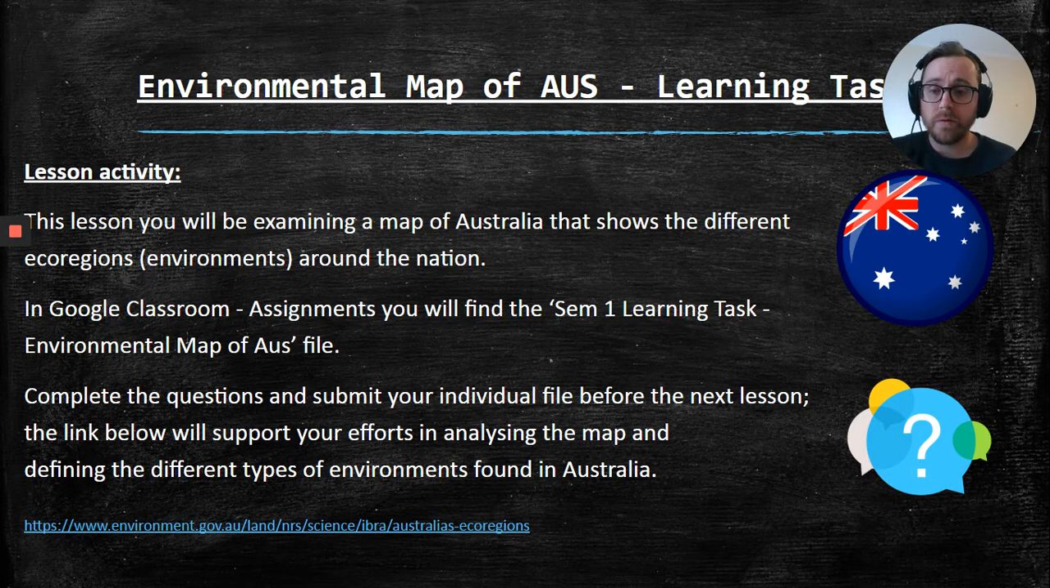So in Google Classroom assignments, I'll show you where that is in a moment, you will find the Semester 1 learning task environmental map of Australia file. So it's a Google Docs file.